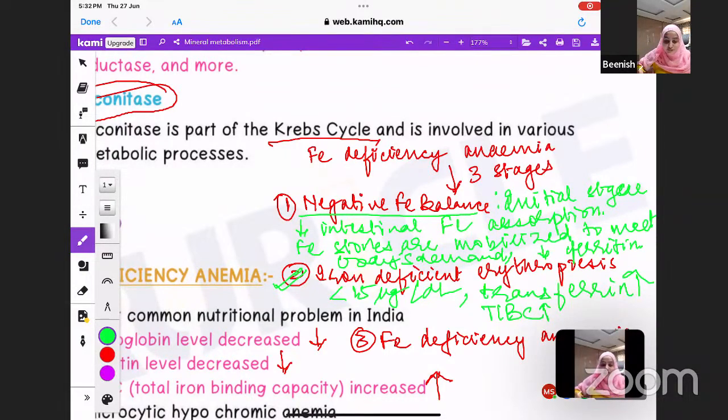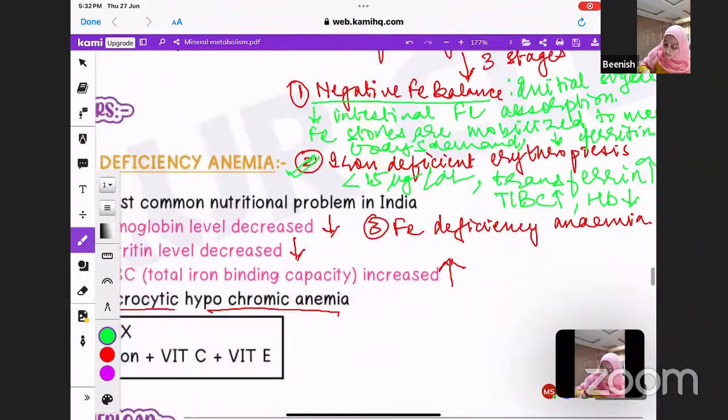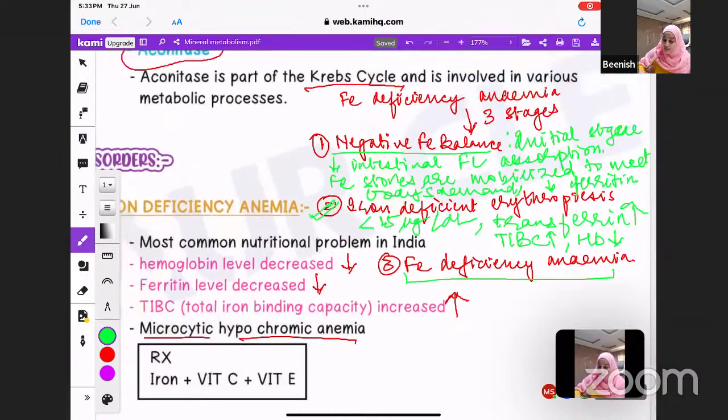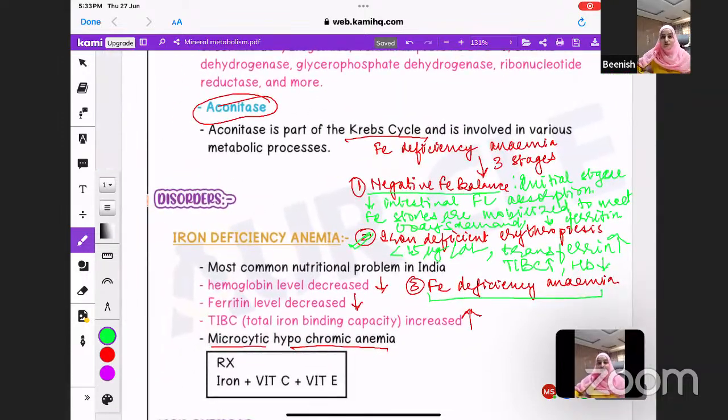Now, if this iron deficiency is not corrected, what will happen? Your hemoglobin synthesis will be impaired. So your hemoglobin is going to decrease and it is going to manifest as iron deficiency anemia. It is going to lead to iron deficiency anemia. So these are the three stages of iron deficiency. First, in the initial stage, there is decreased intestinal absorption because of which your ferritin stores are mobilized.